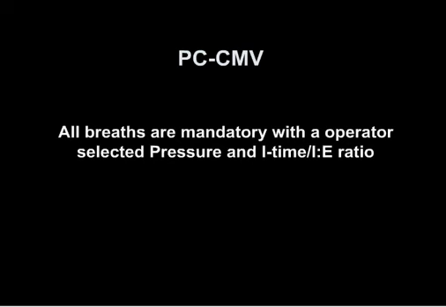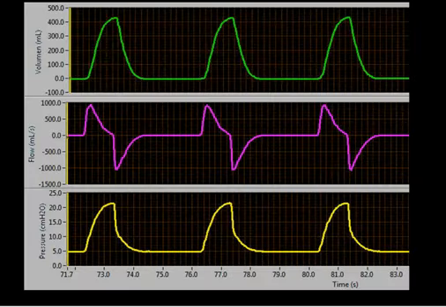Next, pressure control CMV. In pressure control CMV, all breaths are mandatory with the operator selected pressure and I time or IE ratio. So here's an example. Here's just a ventilator waveform graphic, and this is a picture of pressure control CMV, where I have a set inspiratory pressure for a fixed amount of time. And if I have spontaneous attempts, the breaths will be for a set pressure for a set inspiratory time or IE ratio.